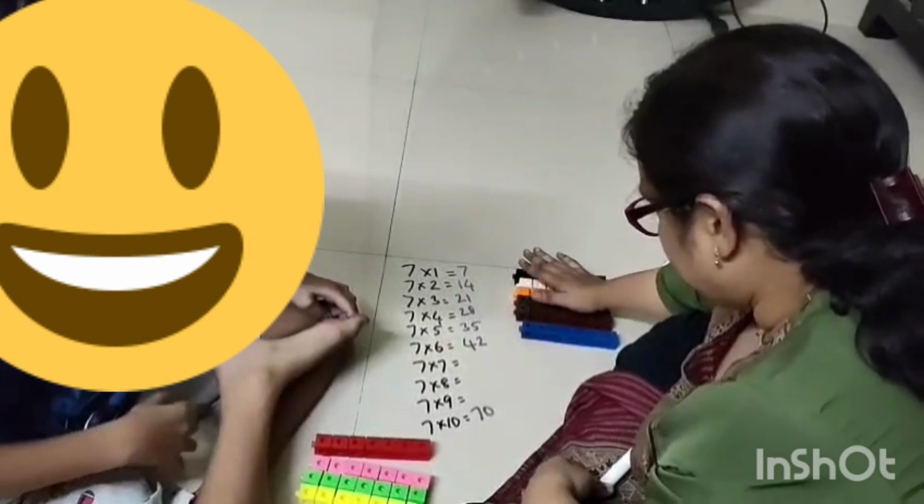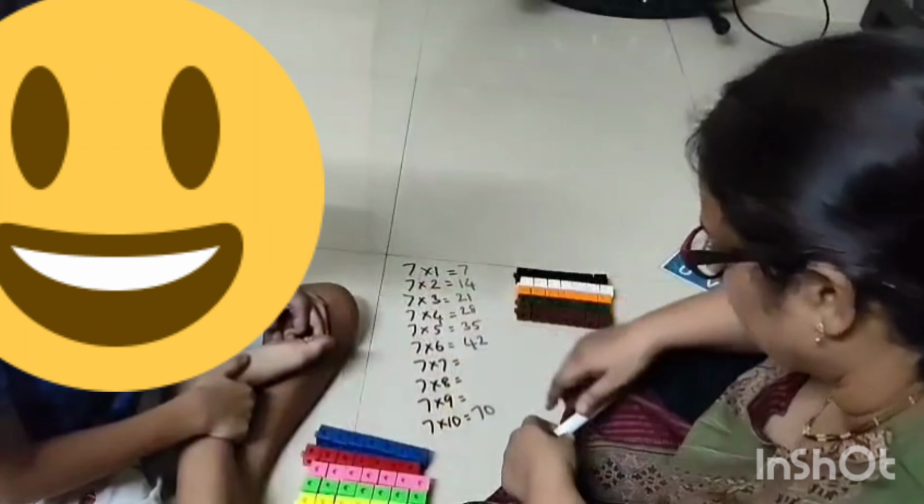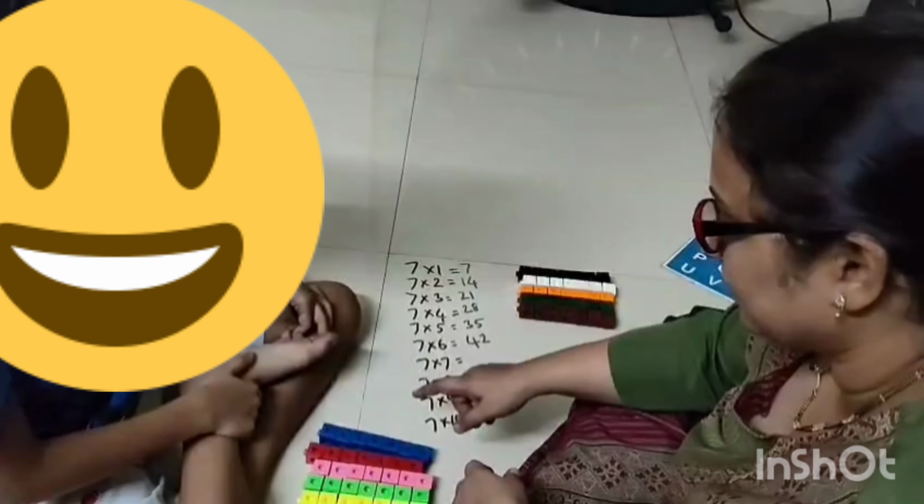Okay. Now 7 into 7. So we have 7 into 5. Okay, I'll keep it back so you can figure out. 7 into 7, what will that be? How much more should you add?